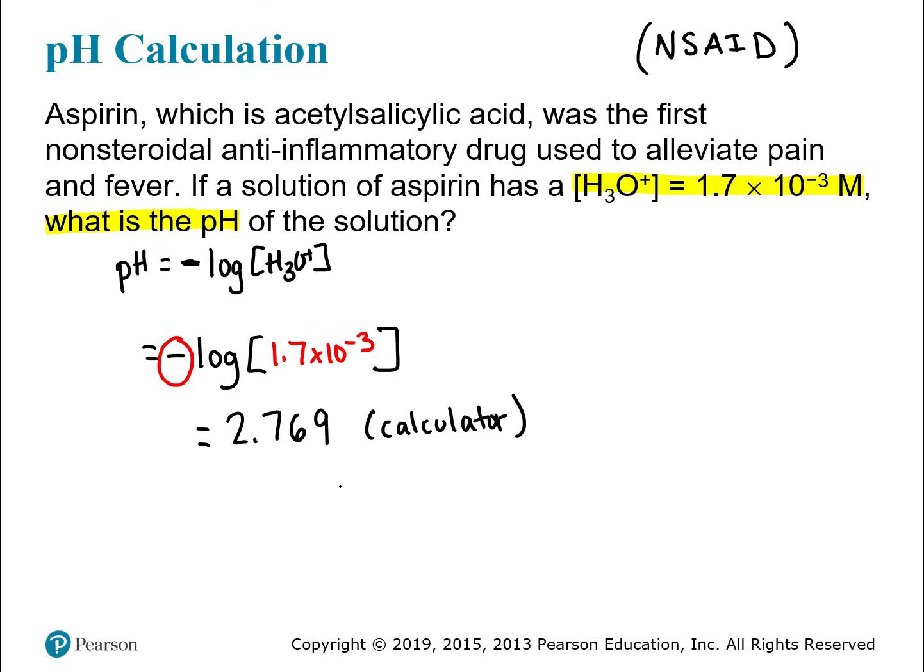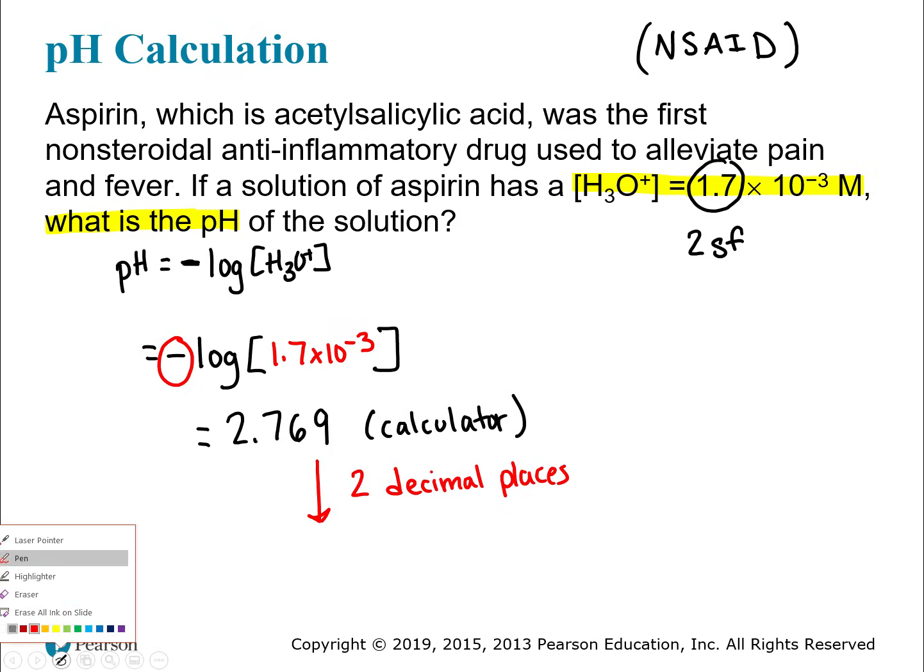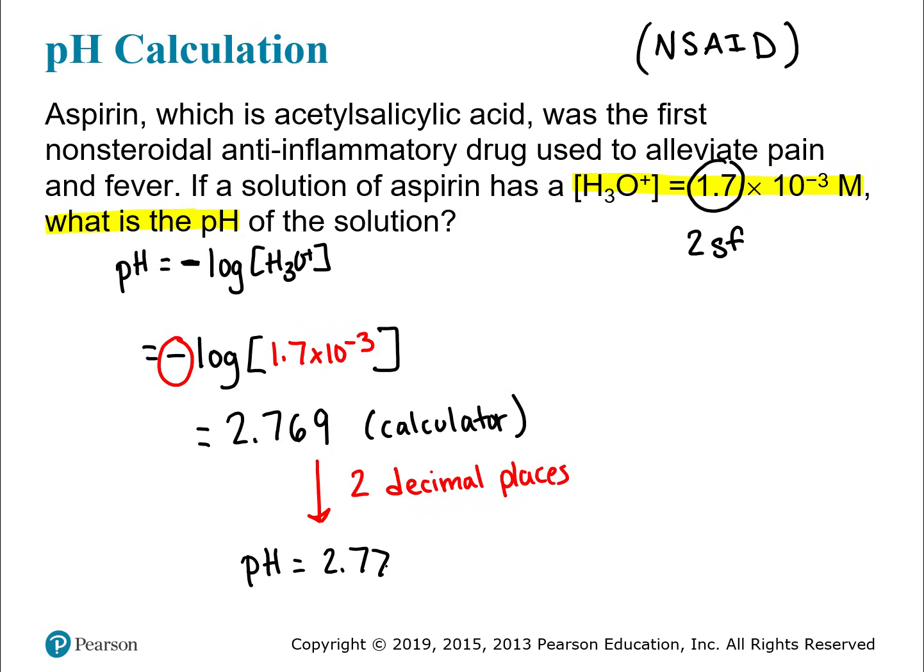But we need to deal with significant figures. In our concentration, 1.7, that has 2 sig figs. What that means for our pH is that we need to have 2 decimal places for our sig figs. So the pH is equal to 2.77.